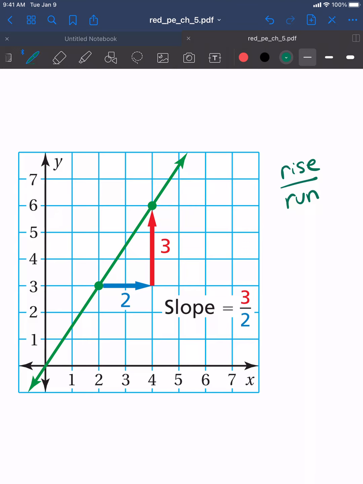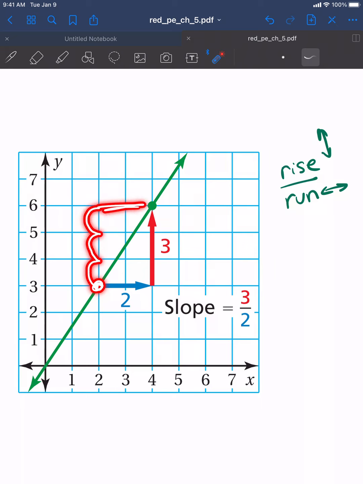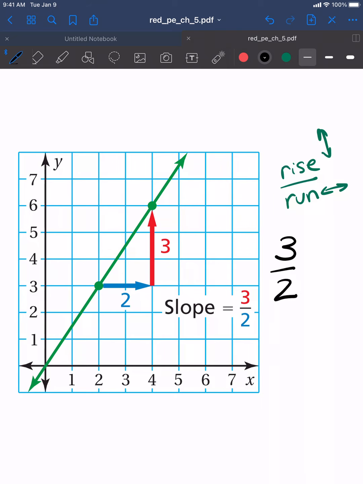So you ask yourself, how much did it go up or down to get from that point to that point? And then how much did it go left or right to get from that point to that point? So for example, on this one, if I'm going to start at the bottom dot, I had to go up 1, 2, 3 to get to that same level. So the rise is 3. And then once I was there, I had to run 1, 2 to get to that dot. So my slope is up 3 over 2.